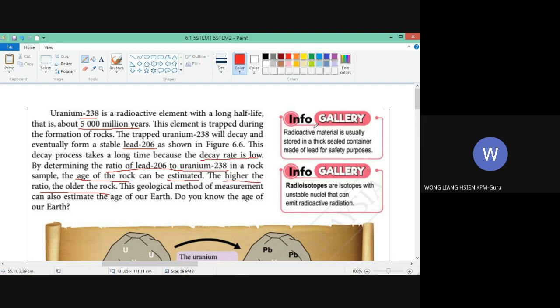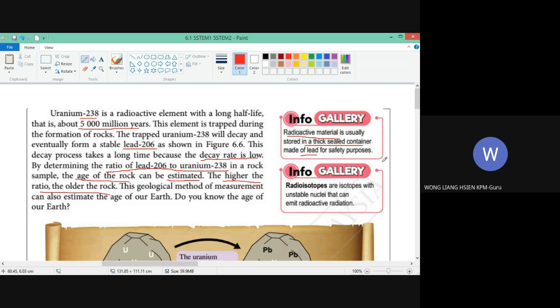Okay, so here is the info gallery. Radioactive element material is usually stored in a thick sealed container made of lead for safety purposes. A thick lead container can block the radiation from escaping. You learned this when you learned about the penetrating power of different radioactive radiation in Form 3 also.